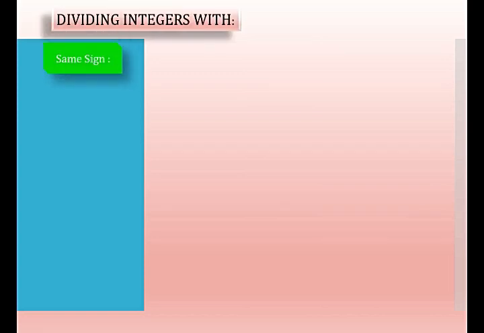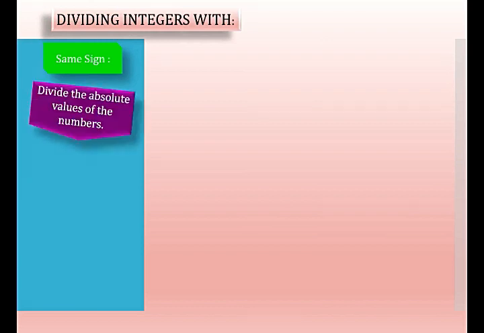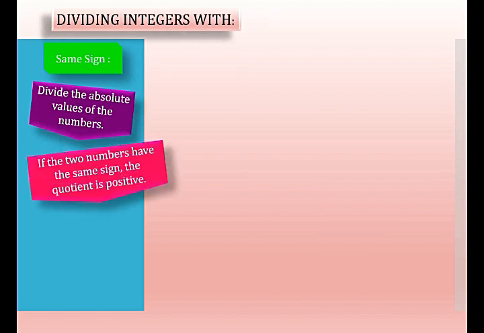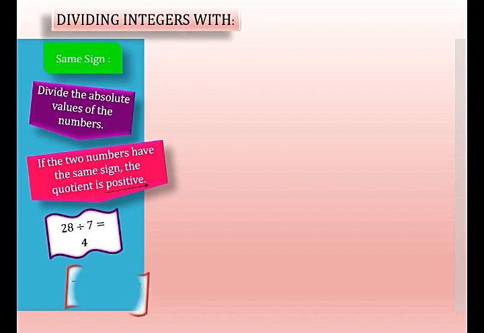Let's have dividing integers with the same sign. Divide the absolute values of the numbers, and if the two numbers have the same sign, the quotient is positive. Example, 28 divided by 7, since they have the same sign, the answer is positive 4. Next is negative 72 divided by negative 9. Again, they have the same sign, so the answer is positive 8.